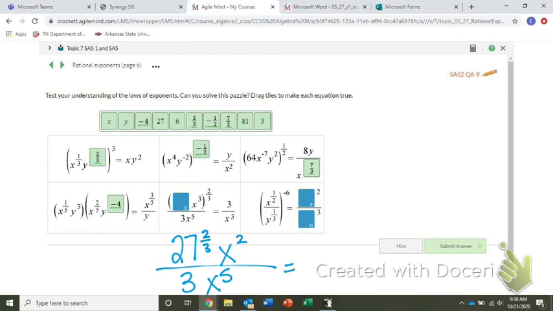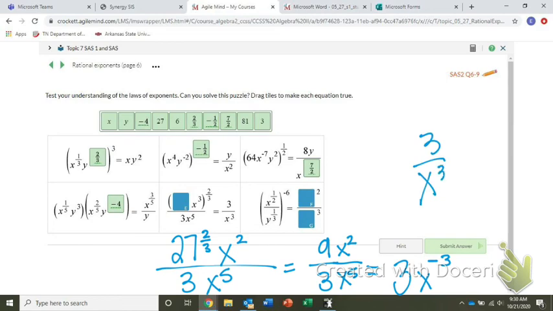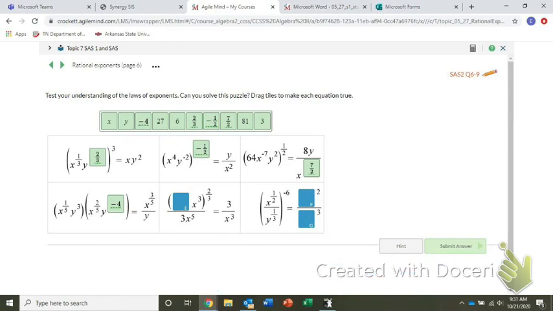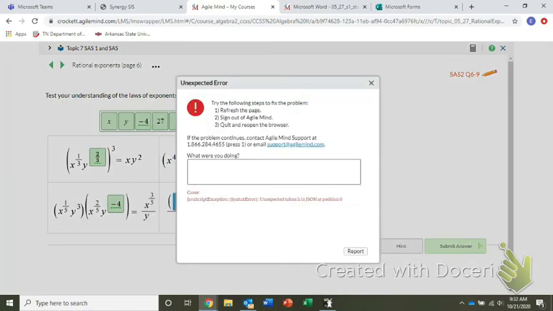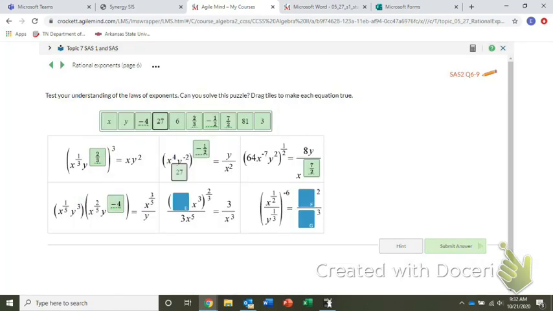Well, 27 to the 2/3 left us with 9. So we have 9 over 3, an x squared and an x to the 5th. So that's 3. And then we subtract those exponents. So x to the negative 3rd. But that would have to be 3 over x cubed. So our answer has to be 27. So do you see why I say this is a puzzle? It's a trial and error kind of deal. Okay?